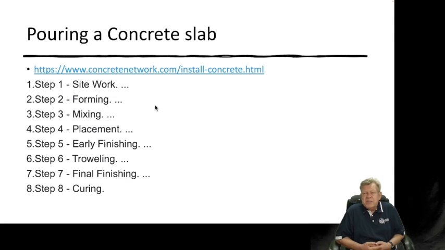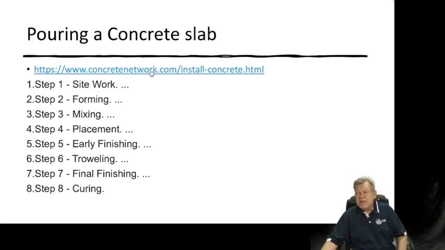This task is pouring a concrete slab, and it's broken down into 8 steps. Site work preparing, placing formwork, mixing the concrete, placing the concrete, doing what they call the early finishing, troweling the concrete, doing the final finishing, and then leaving it to be cured. Let's go and have a look at what it looks like.